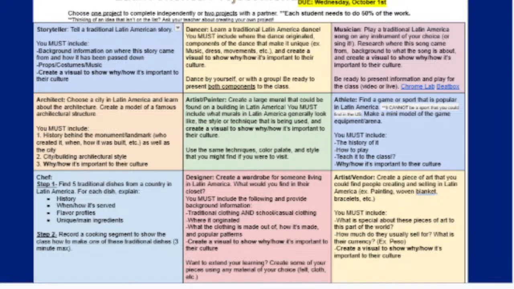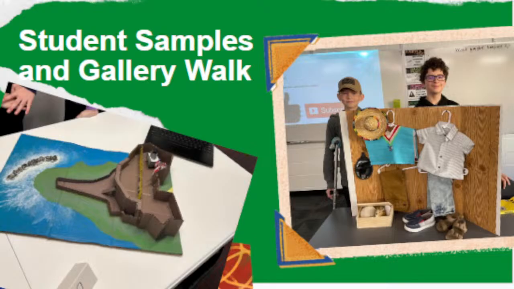Here are some samples of projects from the past. Some students are architects and build really cool 3D models, and then they talk about how it's built, or the history of it, or why it's important to their culture. On the right-hand side, 2 students made a wardrobe. There were traditional clothing styles as well as current clothing styles that you might find in Latin America, and what the colors represent and why they wear such vibrant colors for traditional clothing.